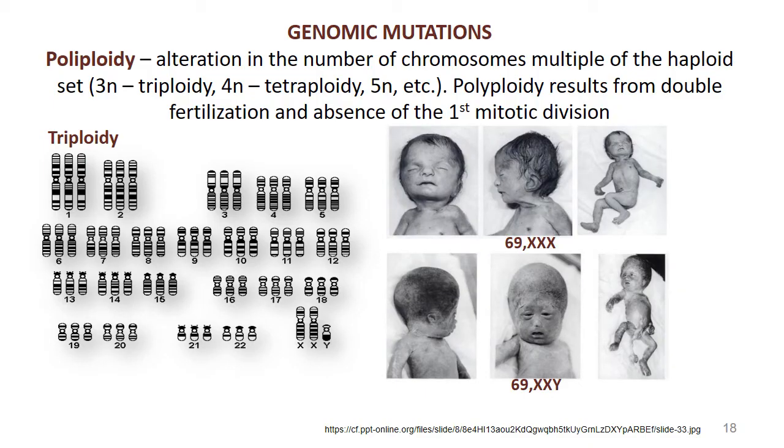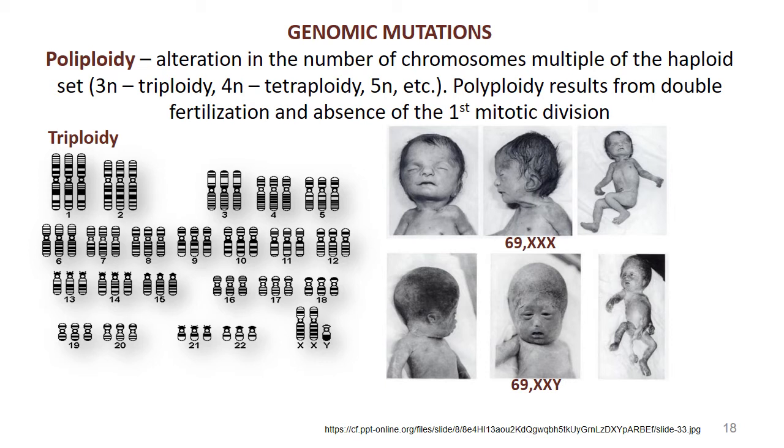Genomic mutations. Polyploidy is alteration in the number of chromosomes that is a multiple of the haploid set. 3 haploid sets, triploidy, 4 haploid sets, tetraploidy, pentaploidy, etc. Polyploidy results from double fertilization and absence of the first mitotic division.